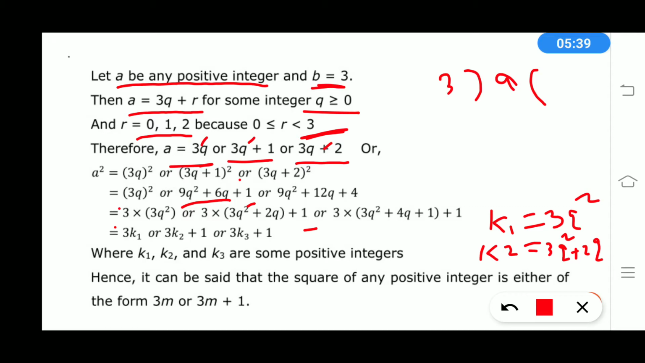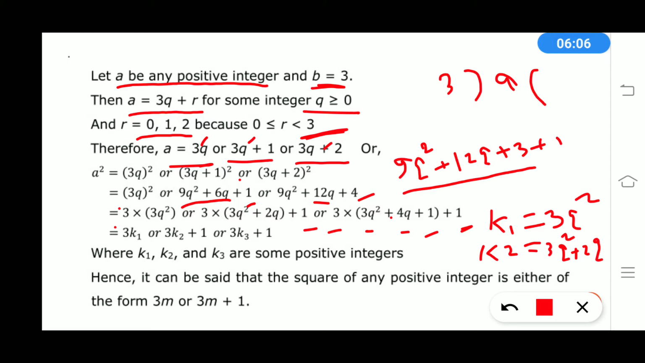So 9q square plus 2ab, that means 12q plus 4. Now 4 can be written as 3 plus 1. Okay, that means 9q square plus 12q plus 3 plus 1. From the first three terms we take 3 common, then this is 3 times 3q square plus 4q plus 1, and 1 is remaining. Again this term equals k3, so 3k3 plus 1.